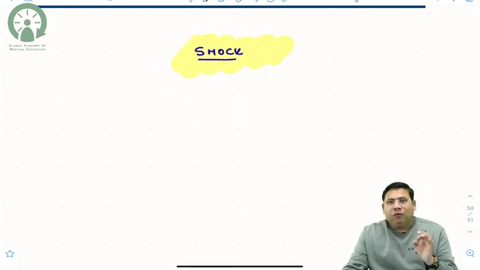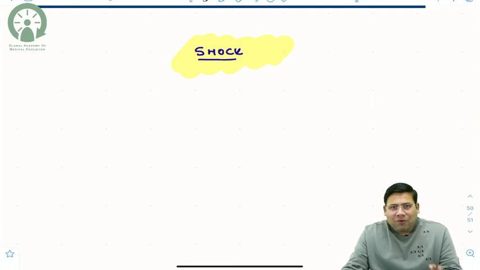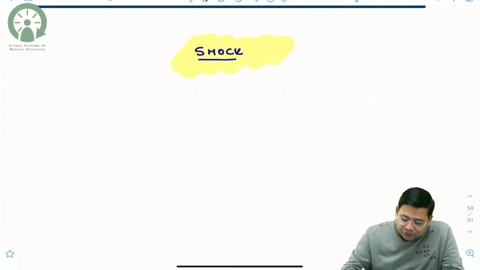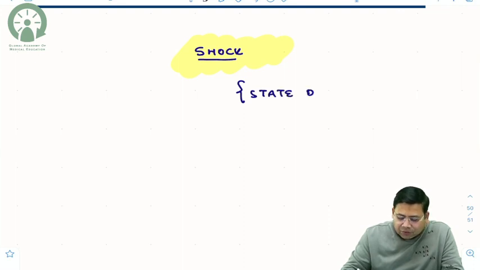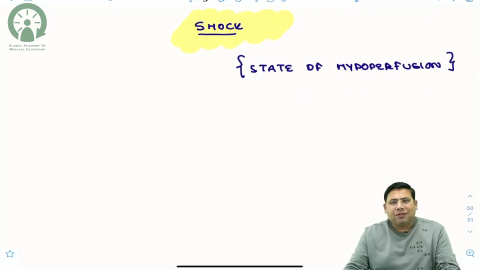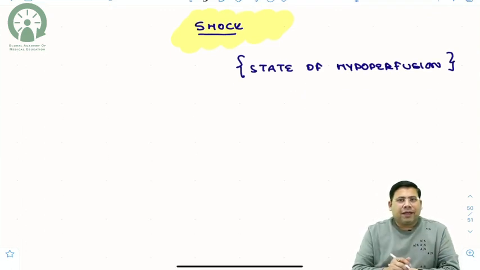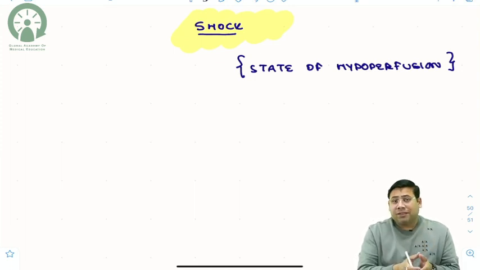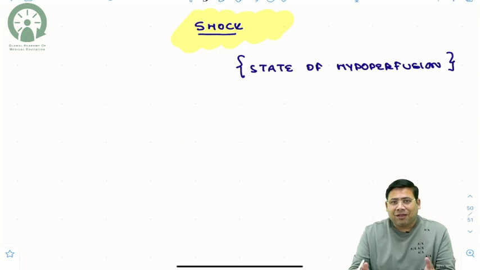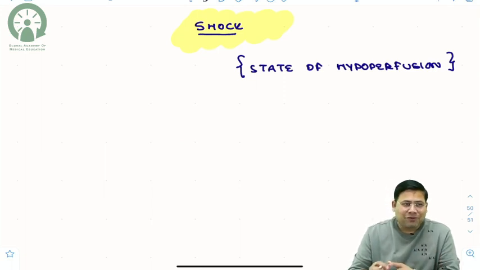Now, what do we mean by shock? Shock is a state of hypoperfusion of the tissues. What do you mean by the state of hypoperfusion? It can arise because of low volume. It can arise because the volume is there, but it is not getting circulated from the heart. That is what is cardiogenic shock.